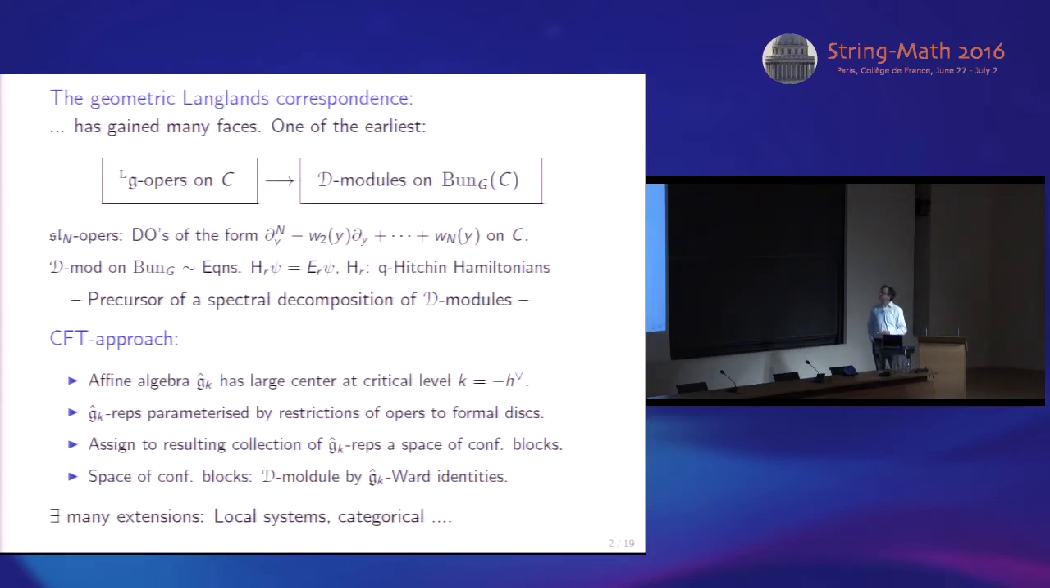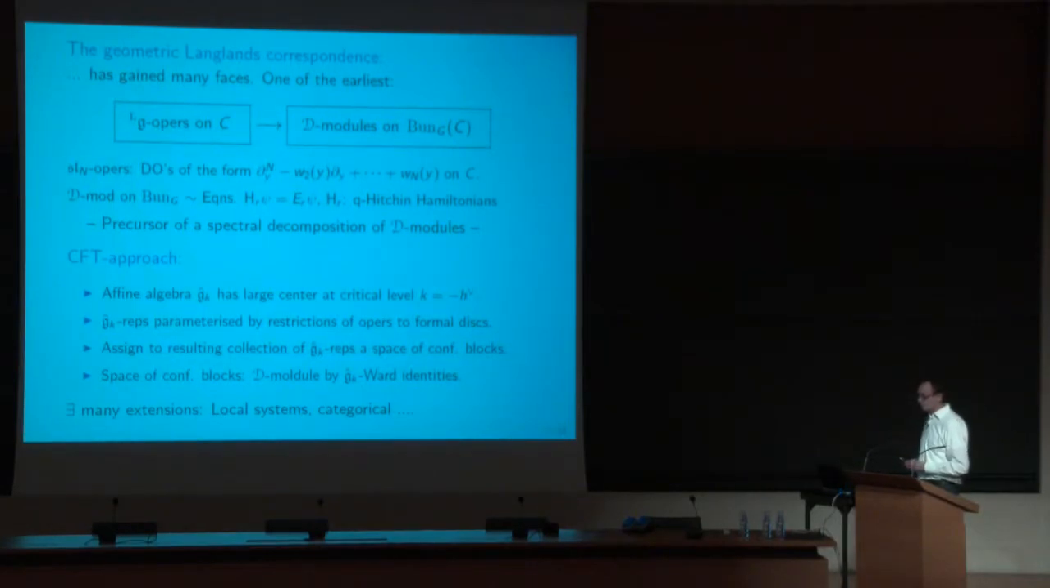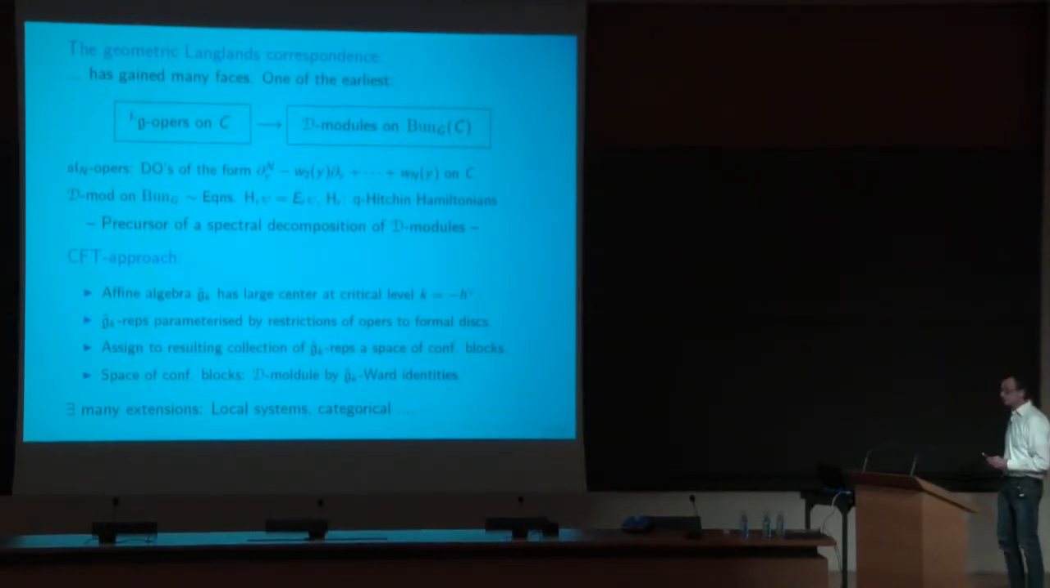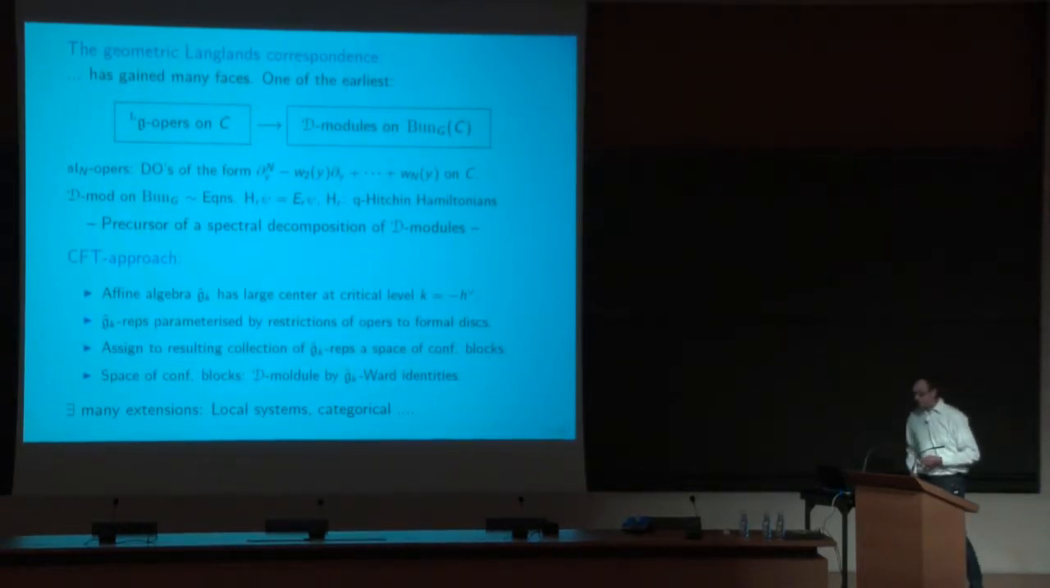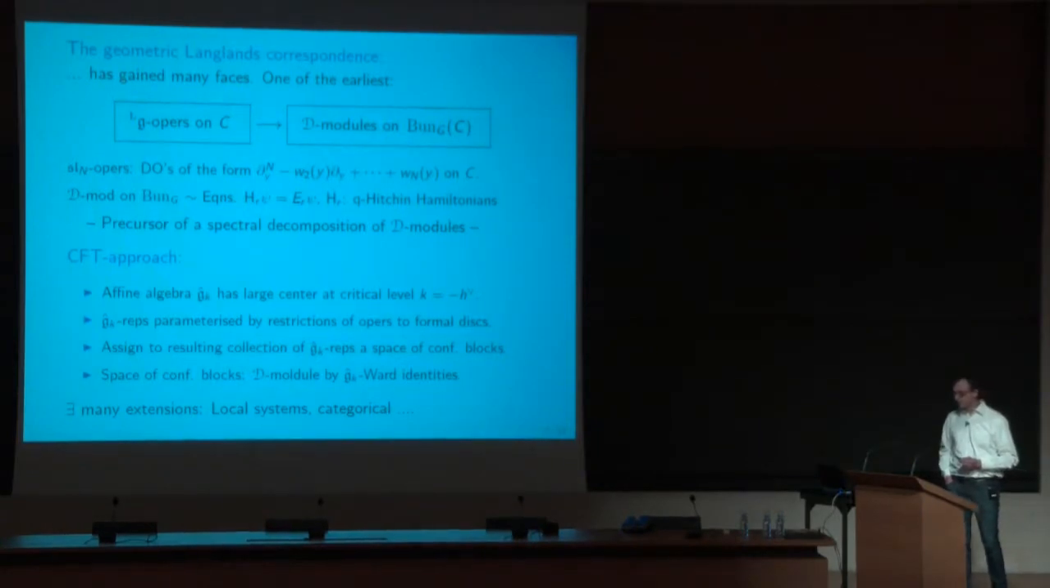And on the other hand, the D-modules that appear on the right-hand side here can be more concretely thought of as certain differential equations on the moduli space of holomorphic G-bundles on the Riemann surface C, which are in fact nothing but the eigenvalue equations for the quantized Hitchin Hamiltonians. So what is behind the whole story, and which will appear over and over again during the talk, is the Hitchin system, which is a famous classically integrable system associated to a Riemann surface C and the Lie algebra g.